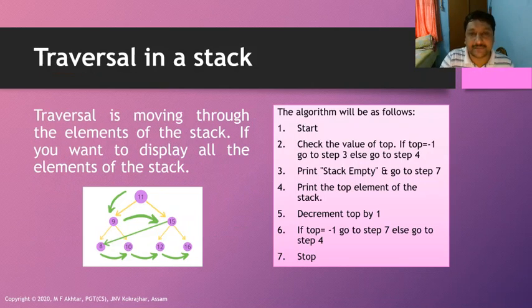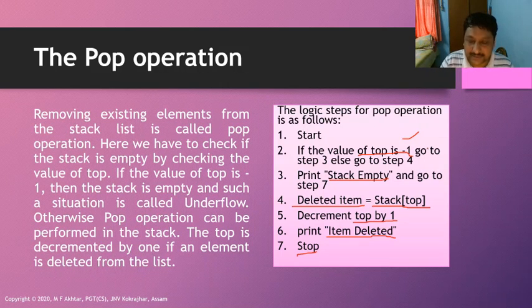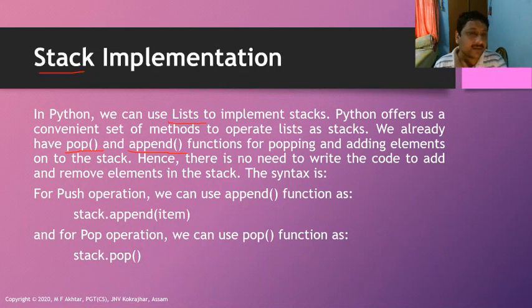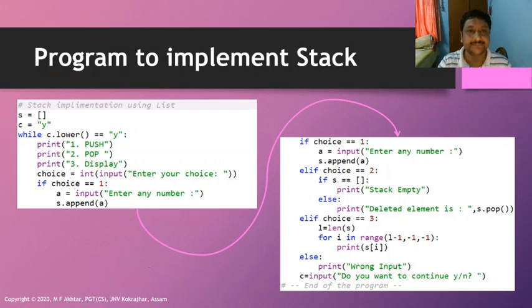See, in the logic every time we have to decrement the top value, then check whether the stack is empty, checking the value of top like this. These need not be checked; the list will handle everything through these functions. We just have to use stack append to add a new element, and stack pop for removing an element. Now see the program here, how we are implementing it.